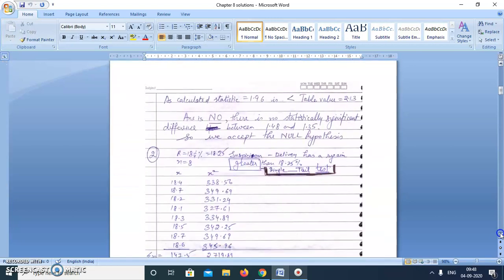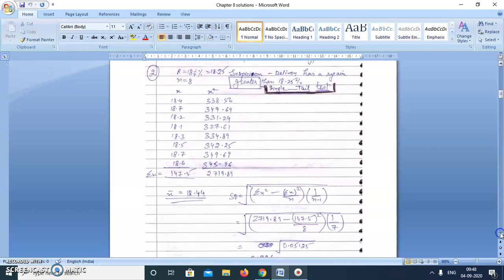In question number 2, it is suspected that a delivery of yarn has a regain greater than standard 1/4%. To test this, 8 regain tests were carried out with the following results. Basically, it comes under small sample test. We are given 8 readings of moisture regain, and we are given a population mean of 18.25%, and suspicion is that a delivery of yarn has a regain greater than this. Now this is also mentioned that we need to see only the greater side. So this question will also come under single tail test.